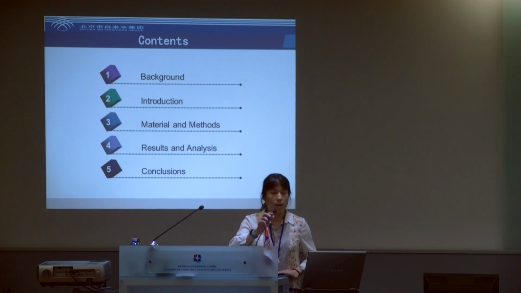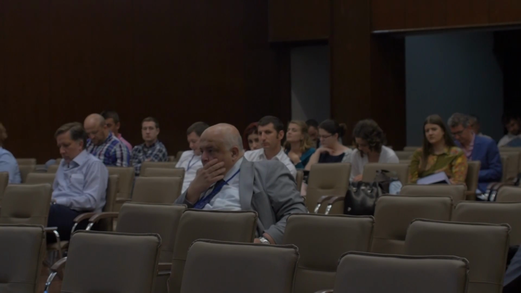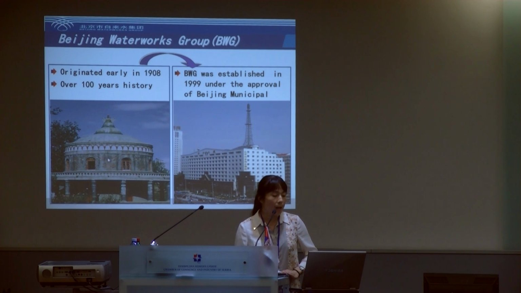The first is the background of our company. Our company is Beijing Water Works Group, originated early in 1908. Until now, she has over 100 years of history. In 1999, BWG was established under the approval of Beijing Municipal. The left-hand picture is the original address of our company, and the right-hand picture is the present address of BWG.